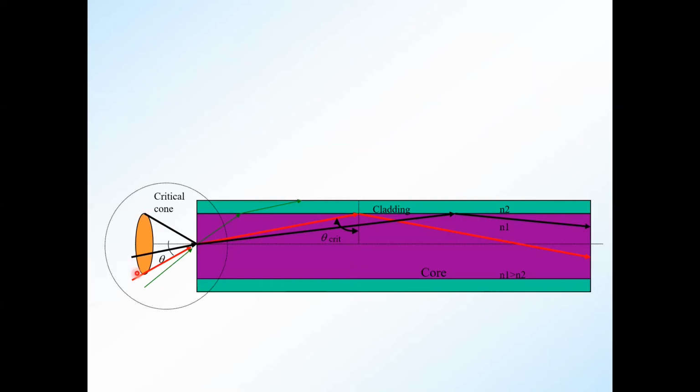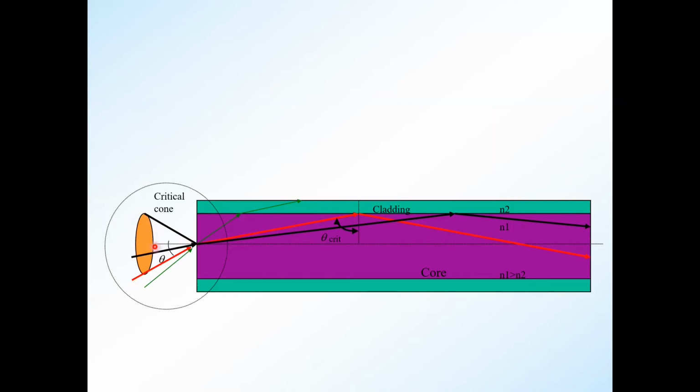Any ray inside this cone will be able to satisfy your critical condition. You remember I started with the critical angle. So any ray inside this will be able to give you a total internal reflection. Any ray beyond it will not be able to satisfy your total internal reflection and hence will be lost through the cladding. So this is of concern. If I want to couple the signal, it has to lie within this numerical aperture. Then only it will be able to reach the destination, otherwise it will be lost.